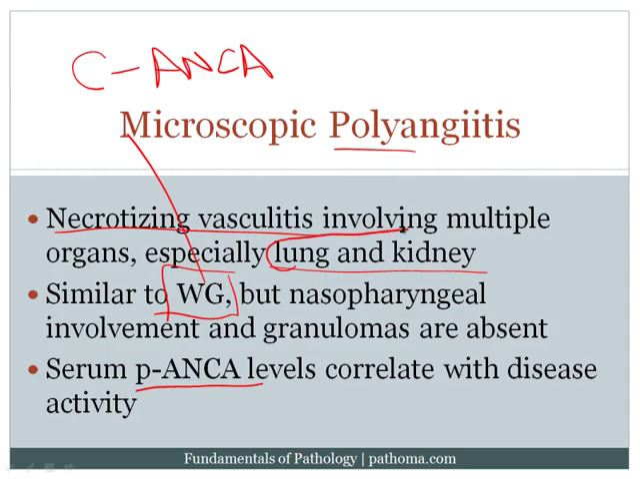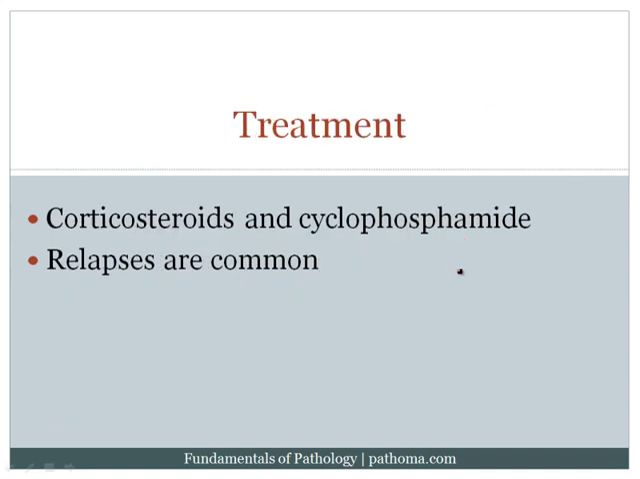So although it involves the lung and the kidney, and so therefore can look somewhat similar to Wegener's granulomatosis clinically, it's going to be very distinct because it will not have nasopharyngeal involvement. On biopsy, it will not have granulomas, and instead of a C-ANCA, it will have a P-ANCA. Treatment for this disorder is very similar to Wegener's granulomatosis. Cyclophosphamide and corticosteroids, and relapses again are common.